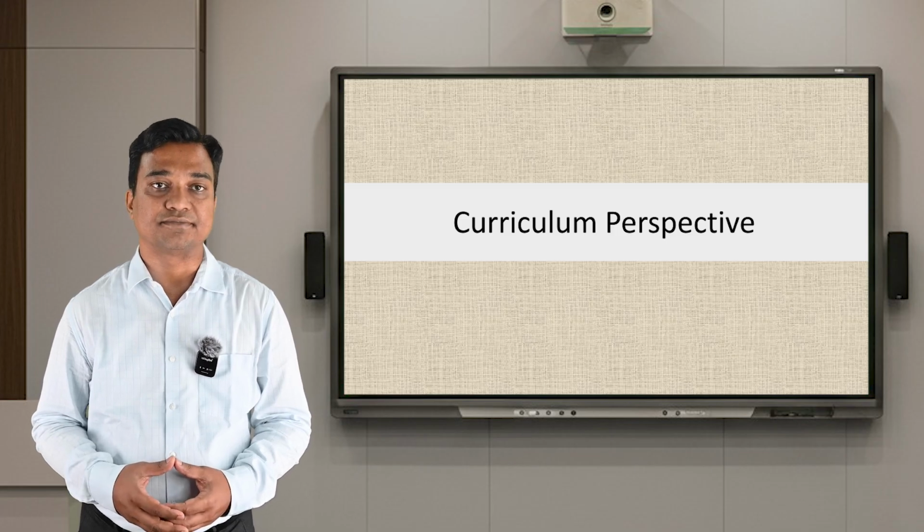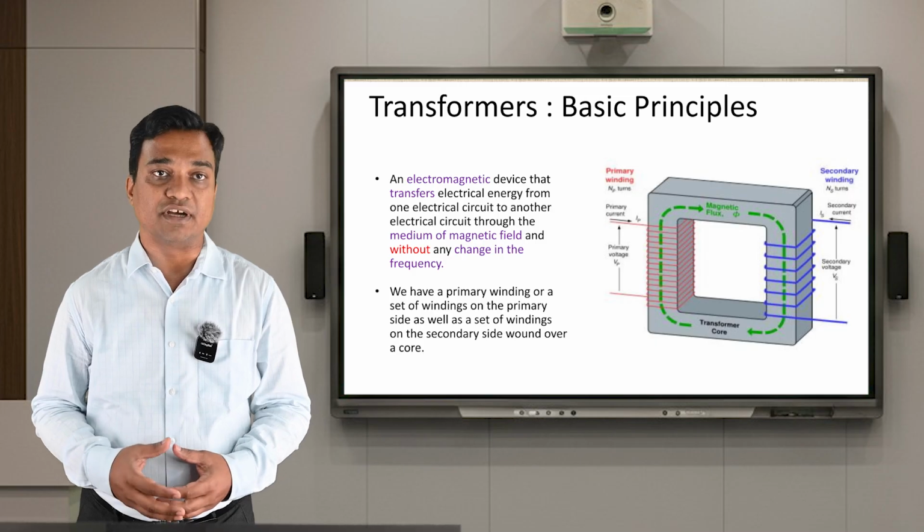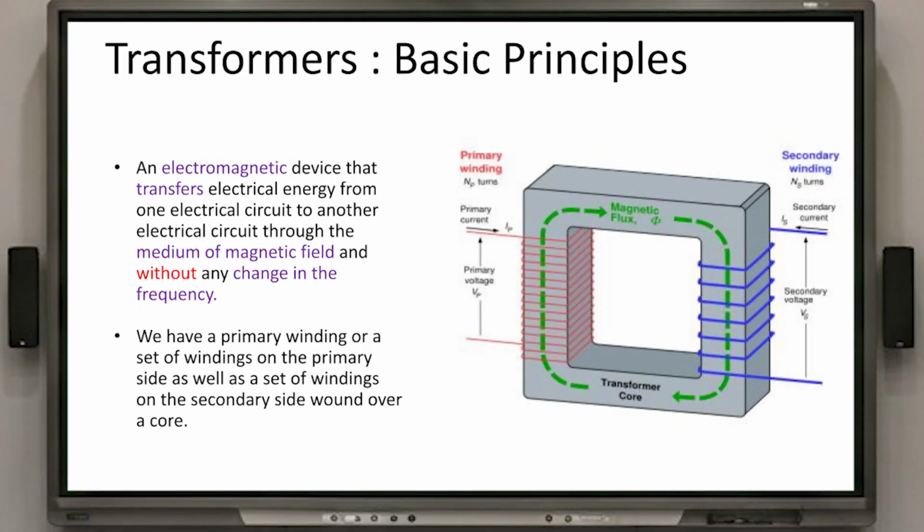The basic principles of transformers that we have studied so far are: it is an electromagnetic device which transfers electrical energy from one circuit to another circuit through the medium of magnetic field without any change in the frequency. We have a primary winding or a set of windings on the primary side as well as a set of windings on the secondary side wound over a core.